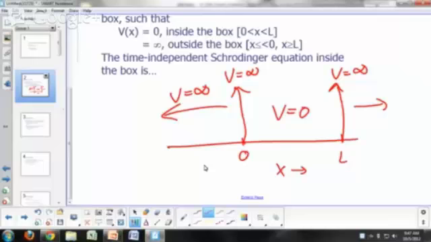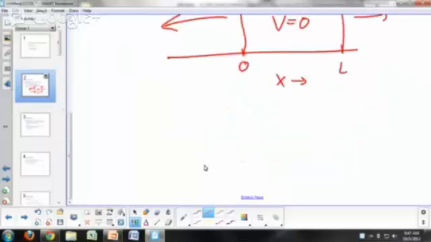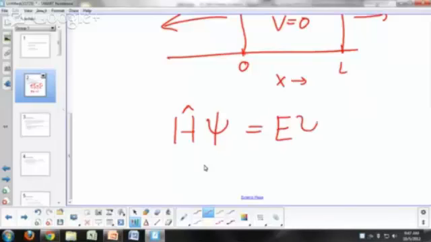So what would be the time-independent Schrodinger equation for this problem? Well, for inside the box, what's the Schrodinger equation? Time-independent Schrodinger equation, the most fundamental equation: H hat, the Hamiltonian, applied on psi equals energy times psi. That's always our starting point when dealing with any system. We solve the time-independent Schrodinger equation.